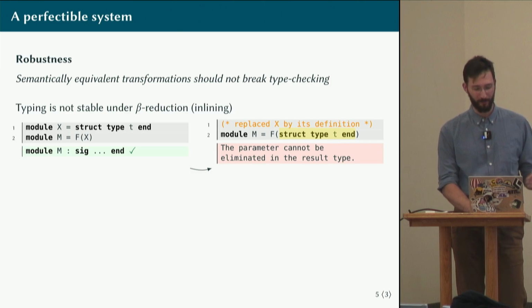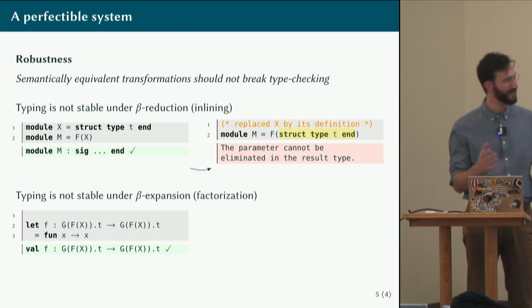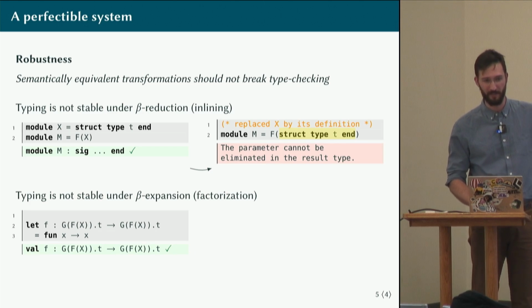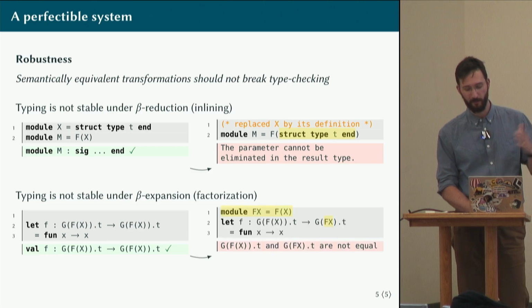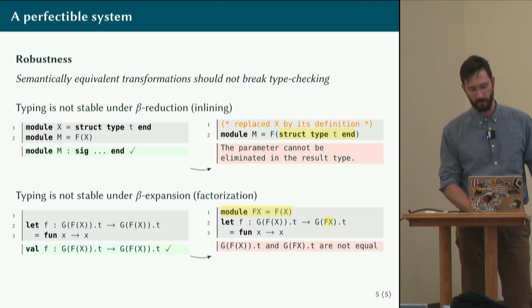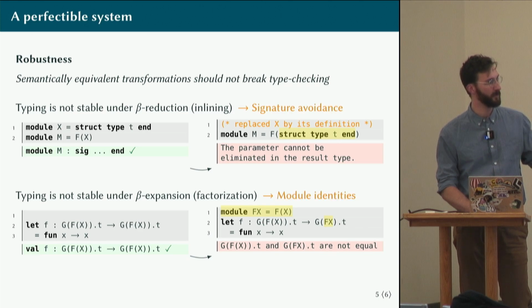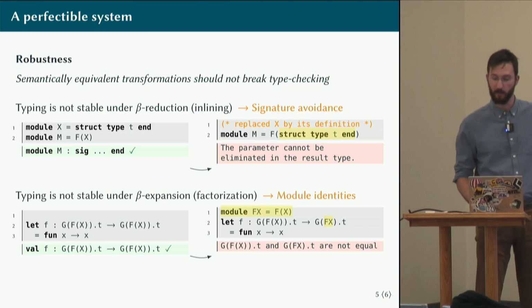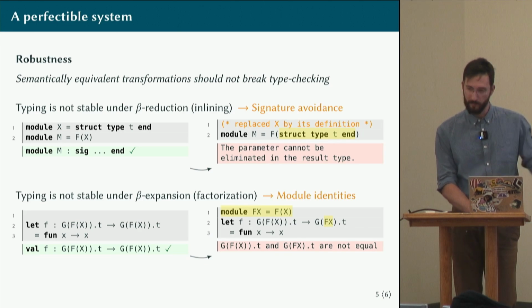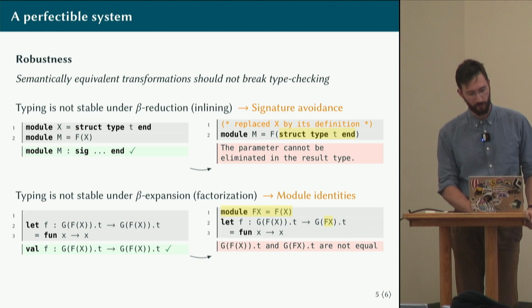Sadly, type checking is also not stable under beta expansion, where you have some code, not very important, but it type checks, and you add an intermediary definition, and it breaks the type checking. The two problems come from very different aspects. The first one is what we call signature avoidance. The second one is the problem of module identities. And in this presentation, I'm only going to focus on the first one.